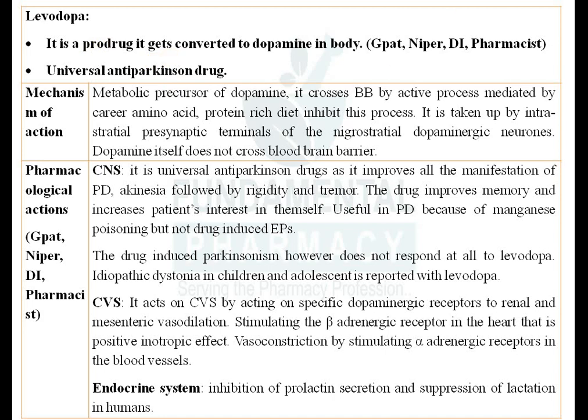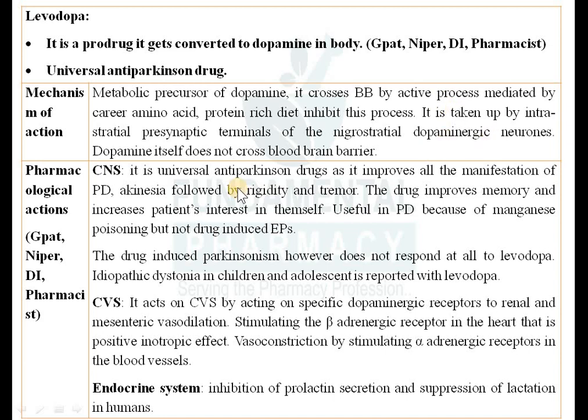Now what is the mechanism of action of this levodopa? So it is a metabolic precursor of dopamine. It will cross the blood-brain barrier by an active process mediated by amino acid carrier. The levodopa will be taken into the brain by using active carrier-mediated transport. After crossing it will get metabolized and it will release the dopamine. Now if you take a protein-rich diet, this active process is inhibited by the protein-rich diet. So whenever you are on levodopa therapy, you have to restrict your protein-rich diet.